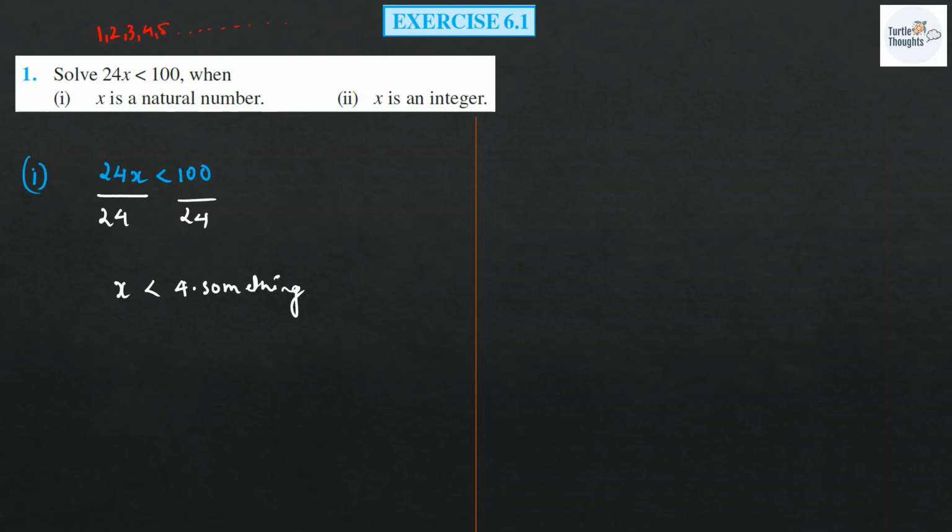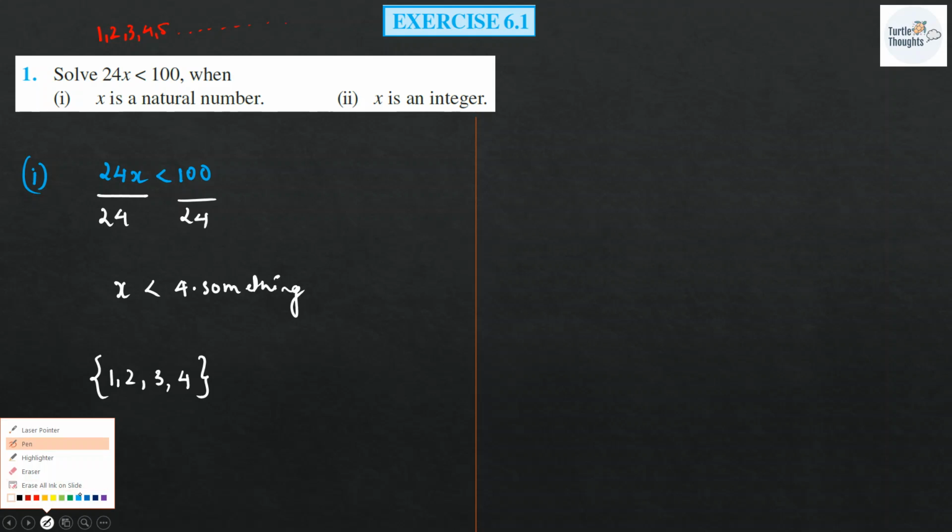I don't want the exact answer. I know that the value of x is going to be less than 4 point something. So what are the natural numbers which are less than 4? We have 1, 2, 3, and 4 as well, which means this is the solution set for the first inequality where x is going to be a natural number.